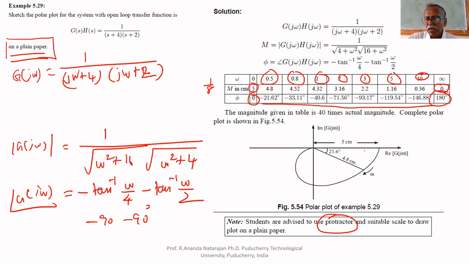So how to draw on a plain paper? This is 1 by 8. Take 1 by 8 scale, equal to 5 centimeter, like that you can take. Then you know the magnitude. Suppose for this, how to draw? Take 4.32 centimeter length, and the angle is minus 40.6. Mark this point. Like that, mark every point. Join these points, and you will get the polar plot on a plain sheet.